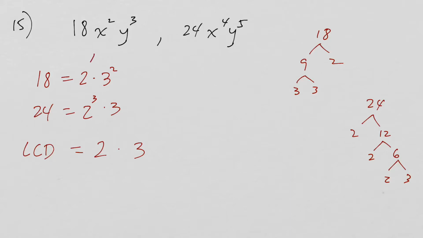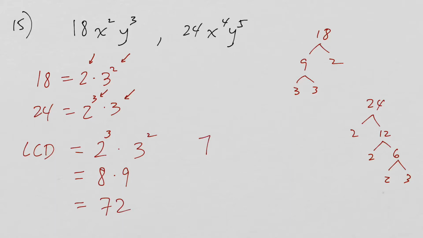So the 2 has an exponent of 1 here, of 3 here. 3 is bigger. The 3 has an exponent of 2 here and 1 here. 2 is bigger. So 2 to the third power is 2 times 2 times 2, which is 8. 3 to the second power is 9, so this is a 72.